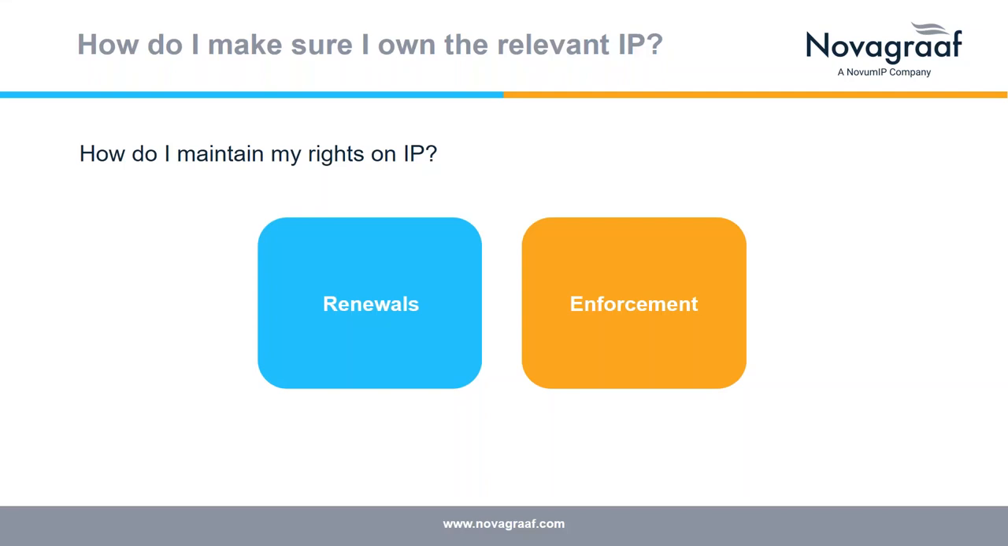Another question to be asked is, how do I maintain my rights on IP? Trademarks are to be renewed every 10 years, so you can know in advance when you have to renew the trademark. If the trademark is still in use, you of course want the renewal. But another part of the maintenance of your IP right is enforcement. In order to prevent dilution of your trademark rights, if you don't stop infringers from making use of trademarks that are identical or similar to yours, then your trademark might dilute, which would decrease the value, of course, of that trademark.